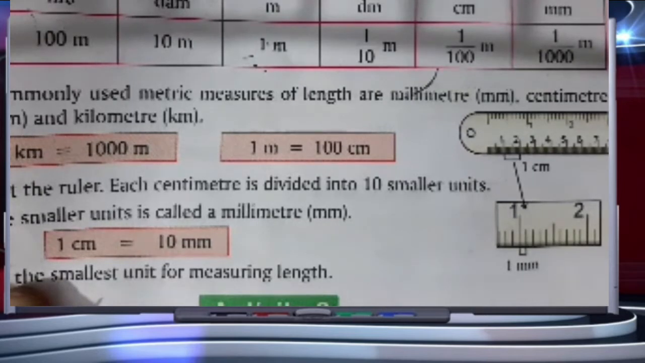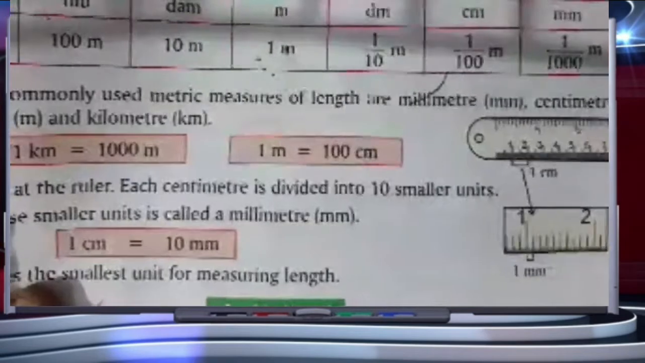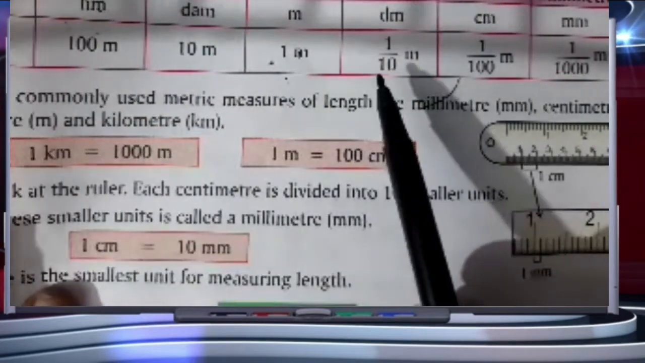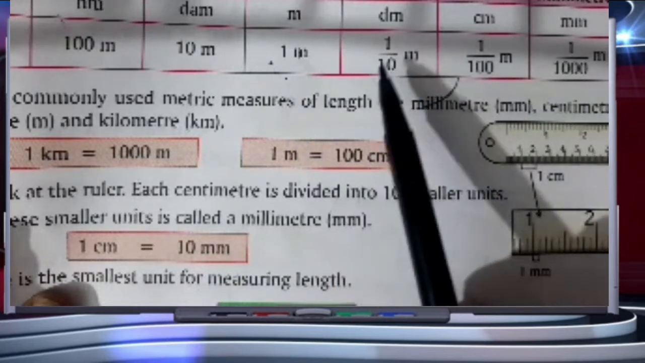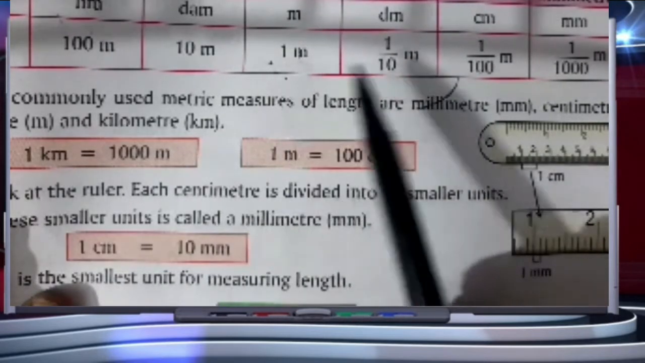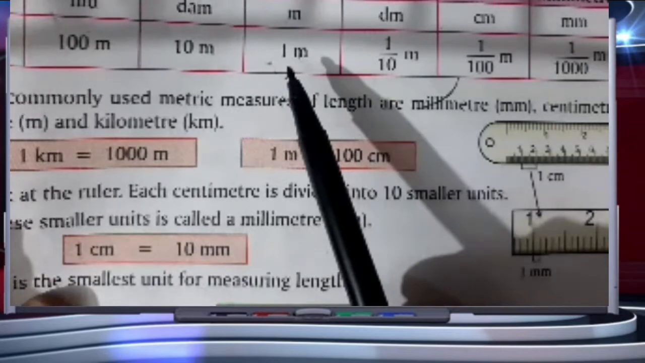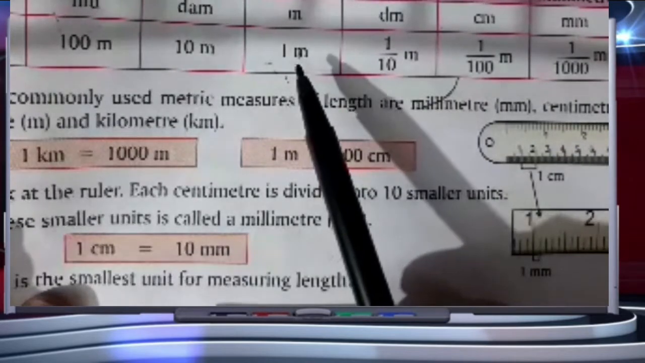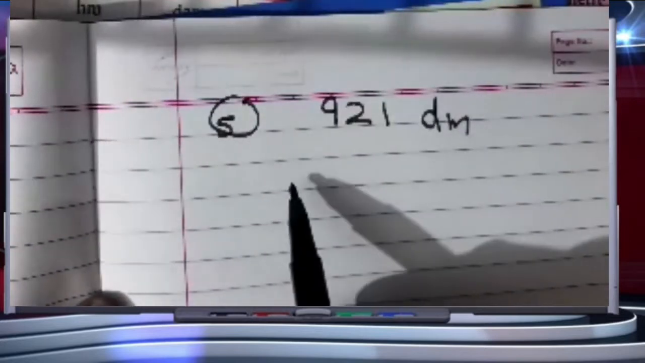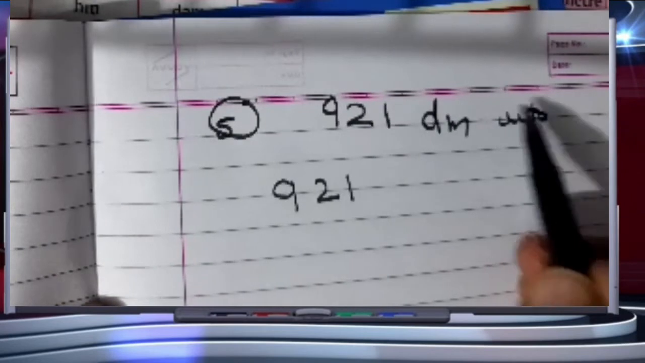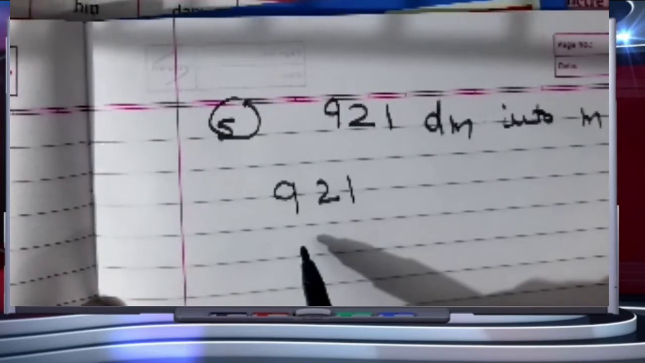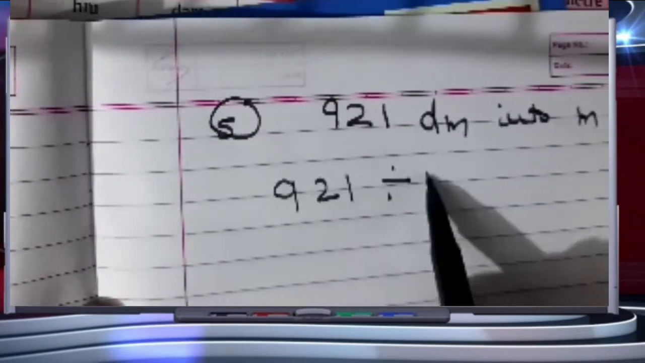The fifth part is 921 decimeters into meters. Here it is 921 decimeter into meter. See, again we are converting a smaller unit to a bigger unit. It means we will divide. We are moving in the left direction, so we will divide. Only one jump, so we will divide by 10. So here we have to convert decimeters to meters, so it is 921 divided by 10.